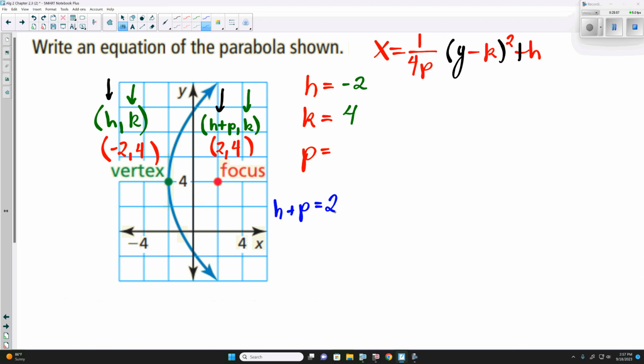So what is the value of h? So we're saying that negative 2 plus p is equal to 2? Now we need to solve for p. So we would add 2 to both sides, telling us that p is 4.